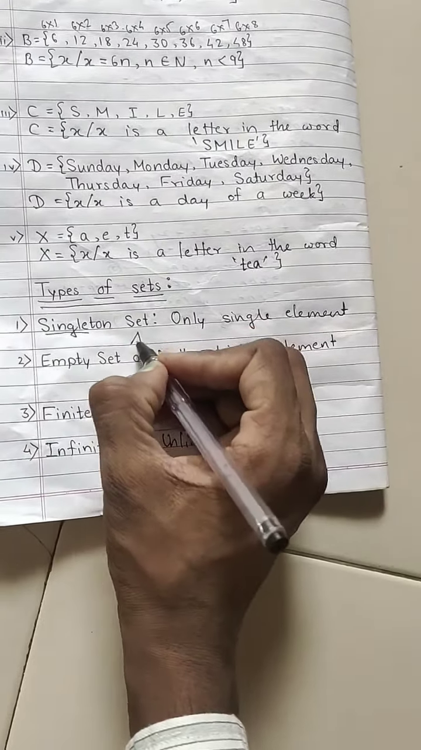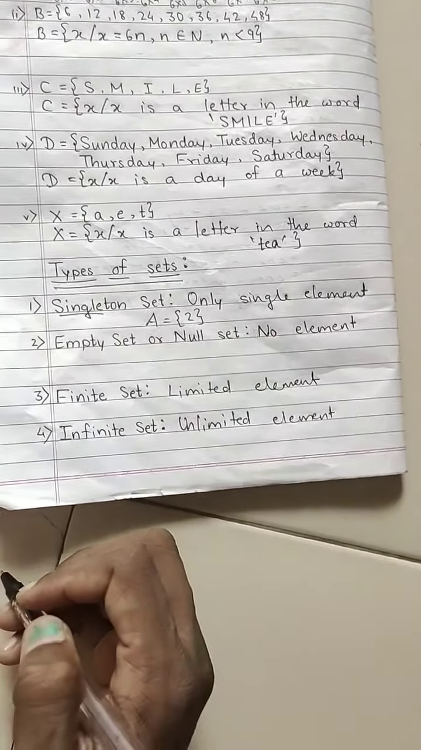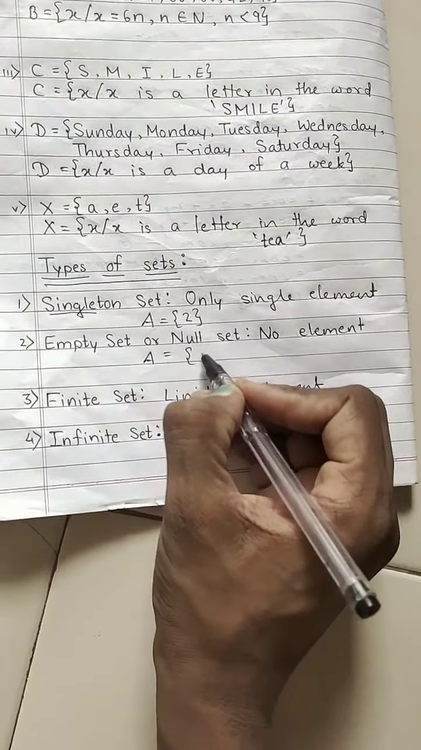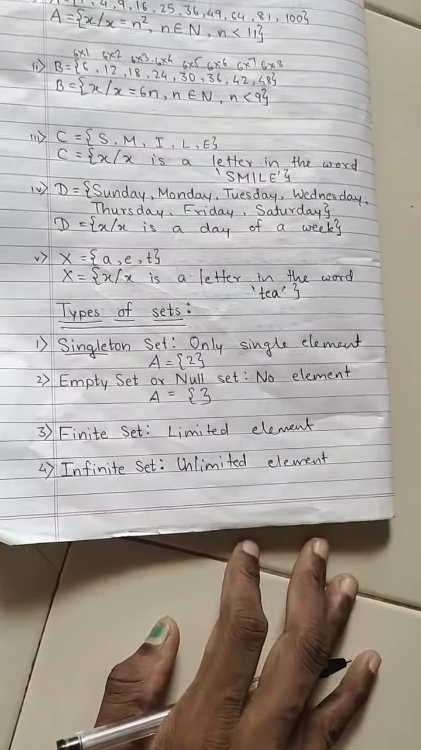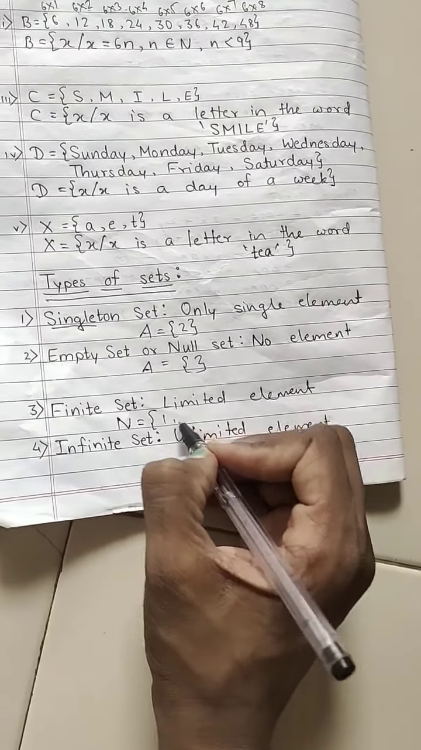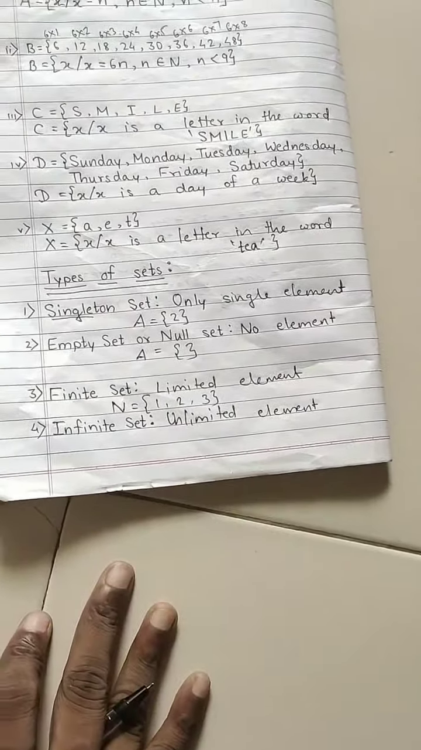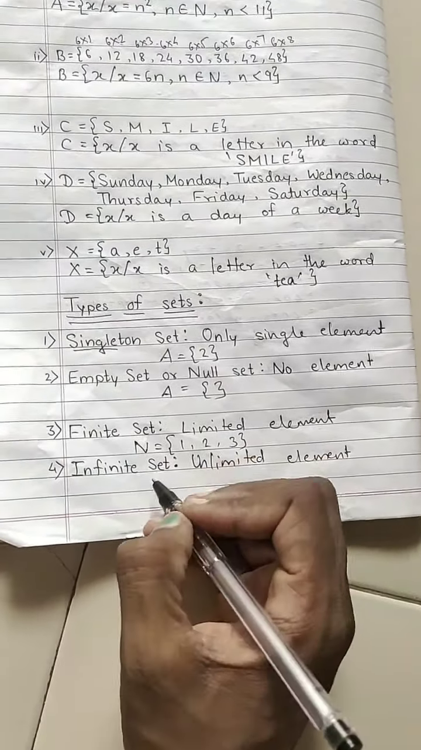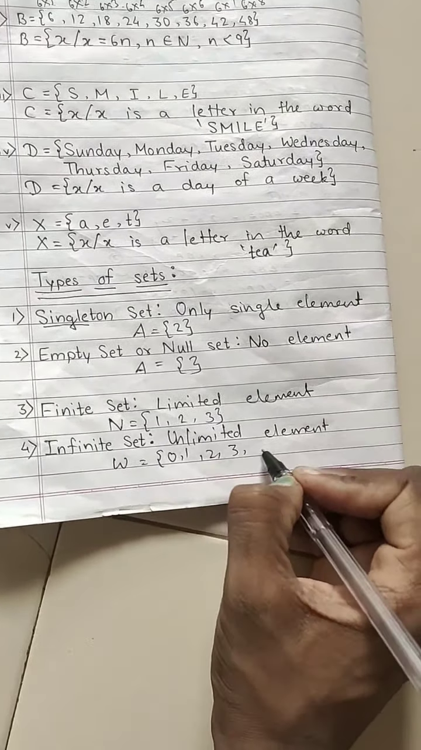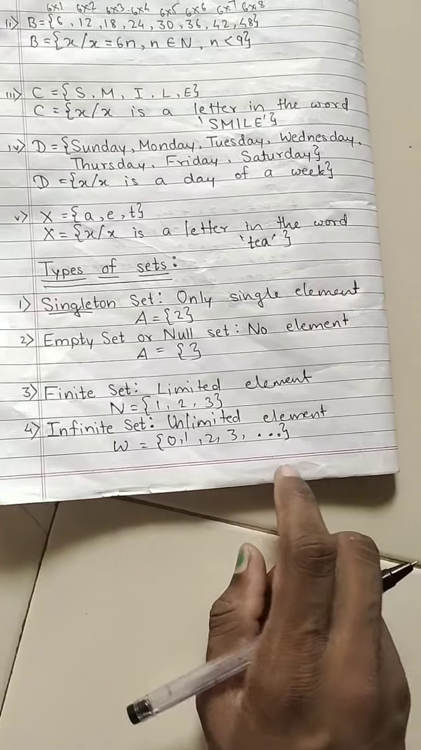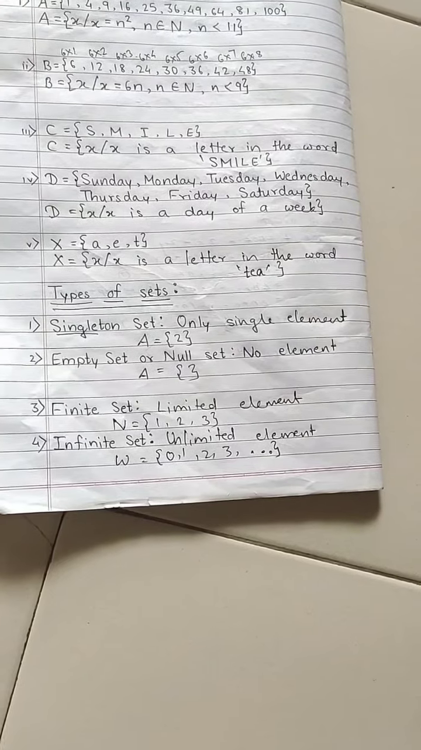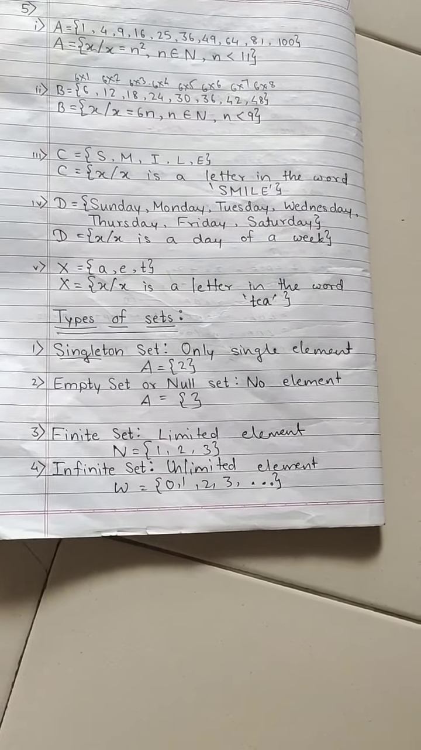Okay, now let me give you one example. Singleton set, I can write it like A is equal to single element 2. In empty set I can write it like nothing in the set, means empty. And what about finite? In finite I can write it like numbers 1, 2, 3. That's it. Okay, and what about infinite? Let us write set of whole numbers 0, 1, 2, 3 and so on. Whenever infinite word is there na, means what? Your set is not finite. It goes on and goes on. There is no limit in this set.